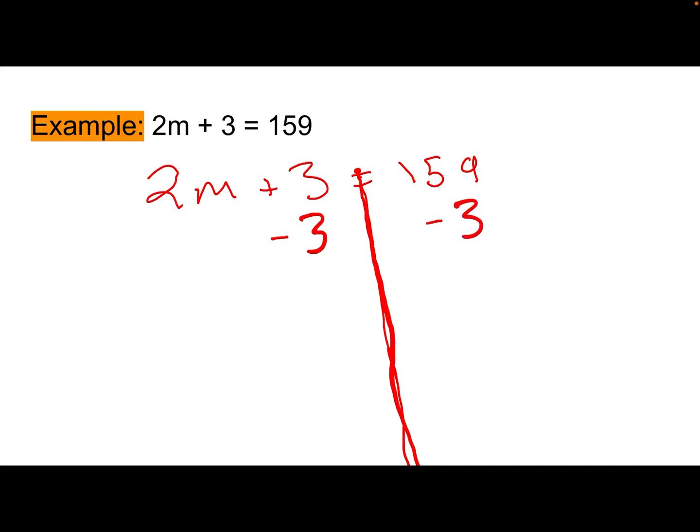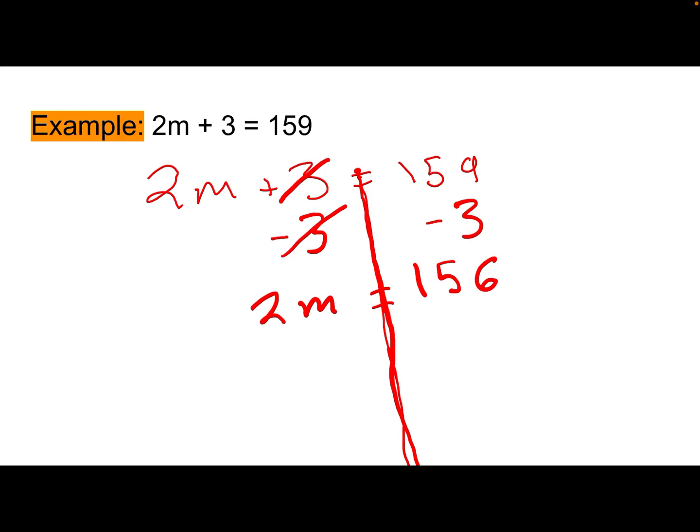So the first thing we're going to want to do is I will subtract a 3 from both sides here. So when I subtract the 3, obviously positive 3 minus 3 would be equal to 0, so we can just do an x or cross through those. On the left side, we're left with 2m. Now on the right side, we have 159 minus 3. So obviously 159 minus 3 isn't 0. However, 9 minus 3 is 6, so we get 156.